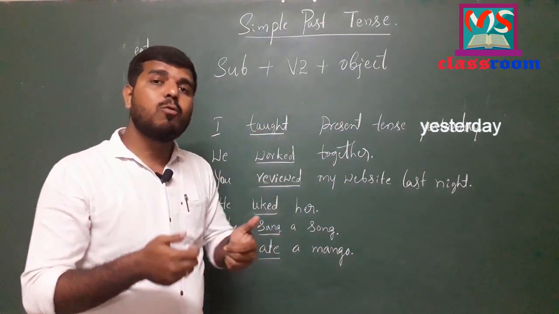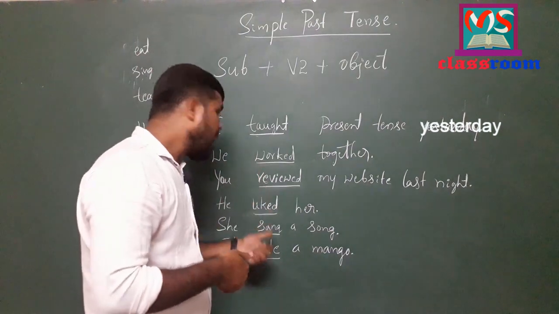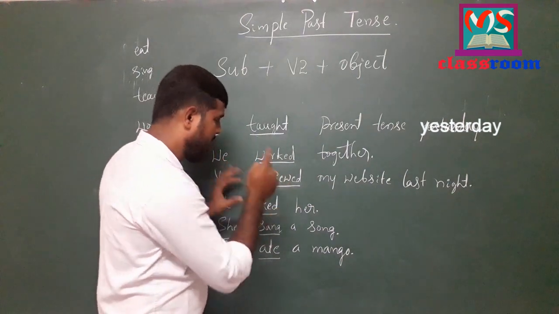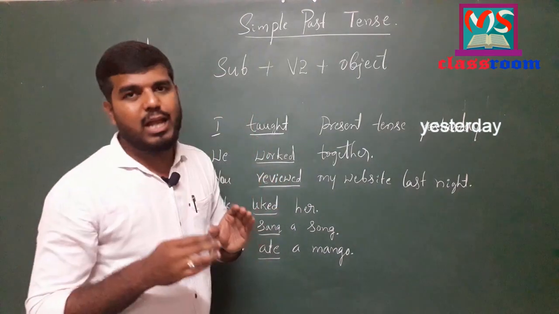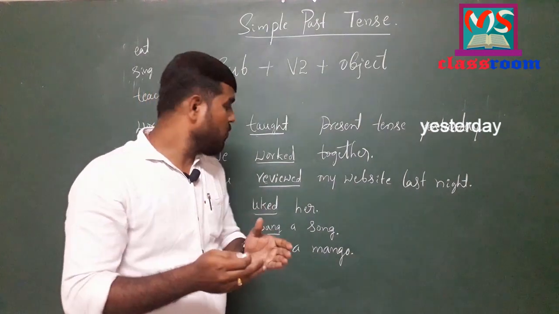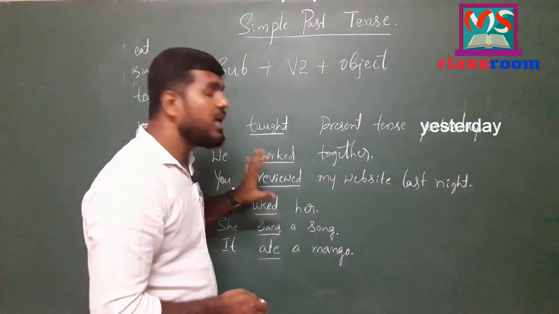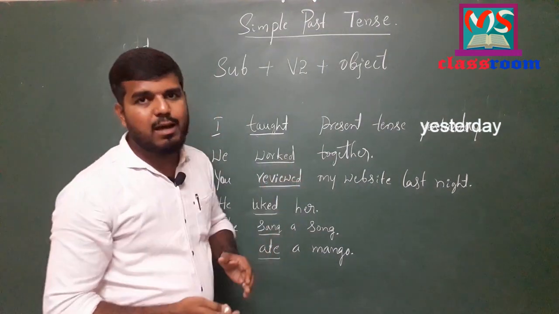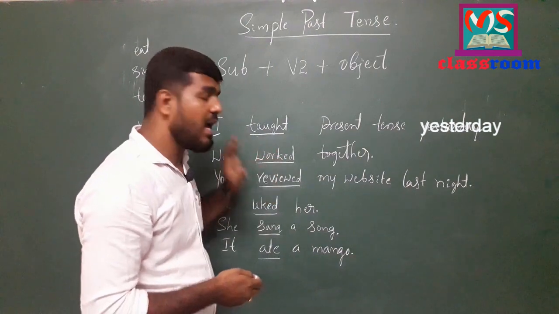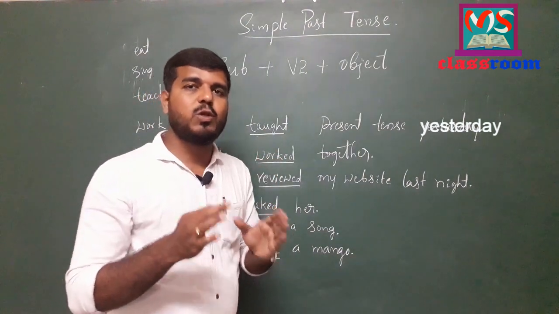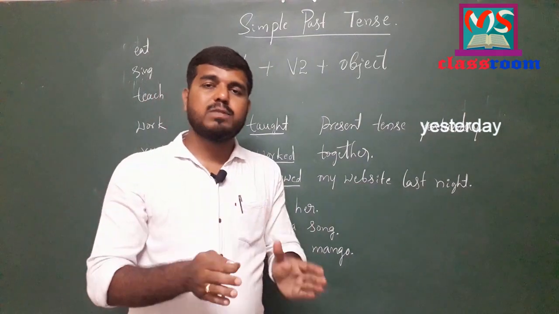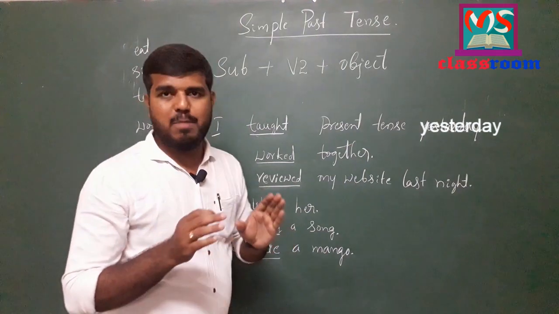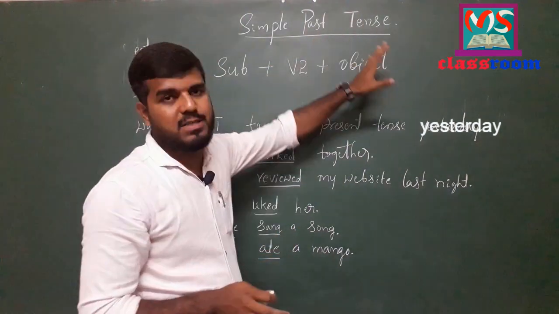And then what is the regular verb pattern and which are regular verbs here? Look at here: verbs worked, reviewed, and liked. These verbs are regular verbs. Why are these verbs regular verbs? Because they change into past form by simply adding ed at the end of the verbs. That is why we call them regular verbs. You must know the difference between regular verbs and irregular verbs. These sentences are in affirmative form in simple past tense.